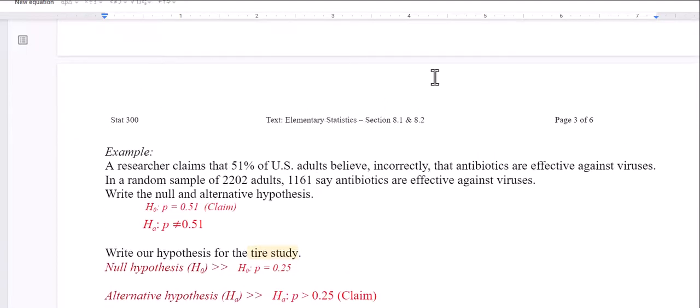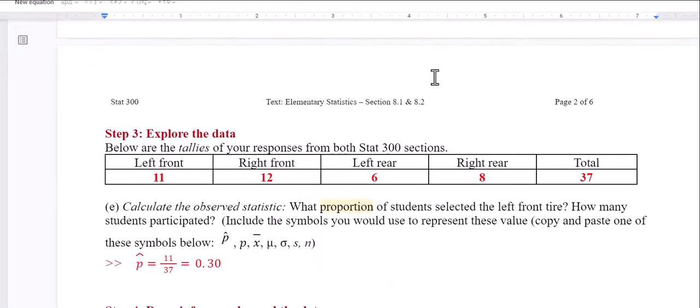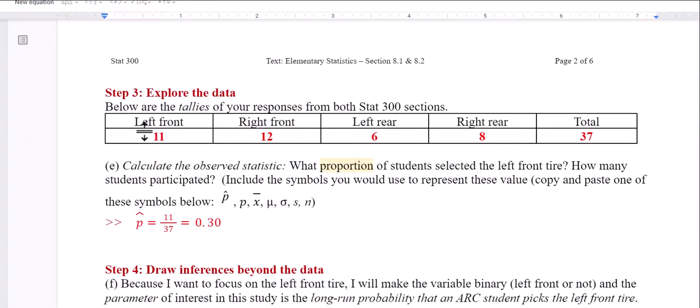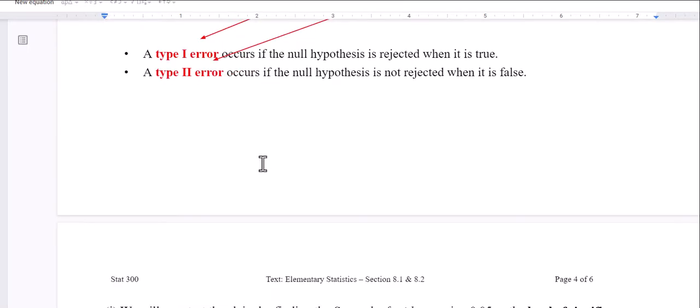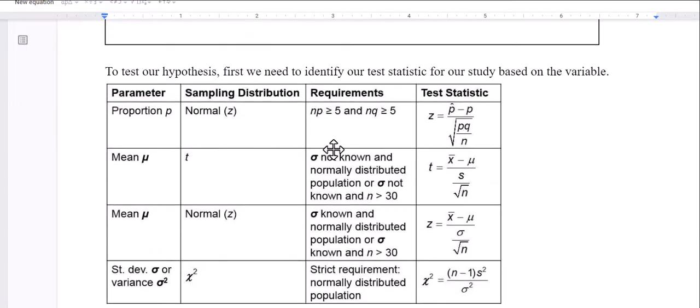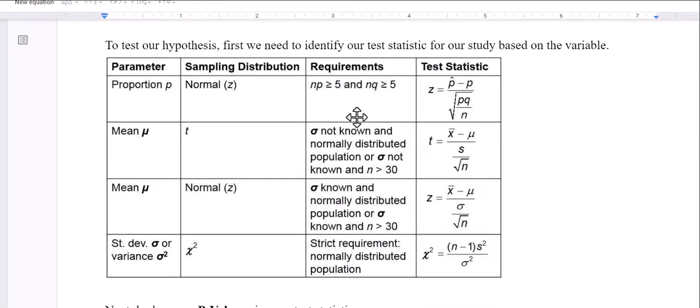And then the number of failures will be the people who didn't choose the left front tire. So if we scroll up to that page where we had the data, 11 people chose the left front tire, so that's more than 5. How many people did not choose the left front tire? 12 plus 8, that's 20. So 26 people didn't choose the left front tire, so that's more than 5. So our study fits the criteria for the central limit theorem. So np is greater than 5 and nq is greater than 5.